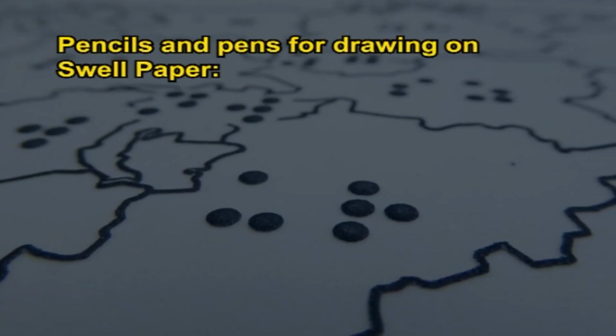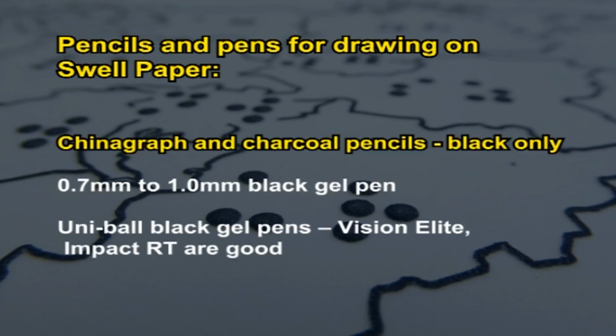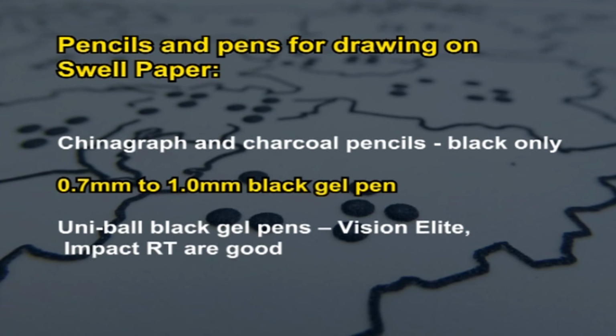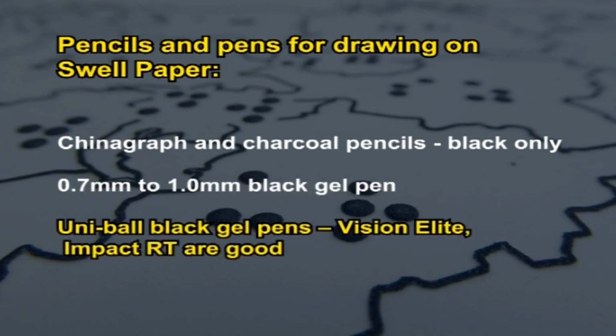There are some pencils and pens which are used for drawing on Swell paper. Charcoal pencils, mainly black, and 0.7 mm to 1 mm black gel pens, and uniball black gel pens such as Vision Elite and Impact RT are good for drawing on Swell paper.